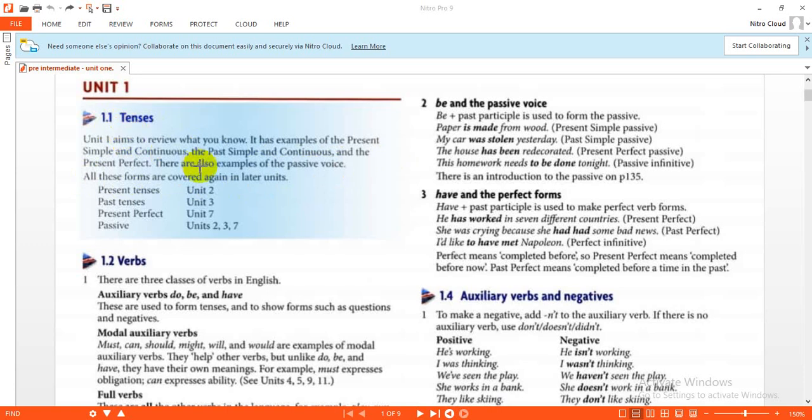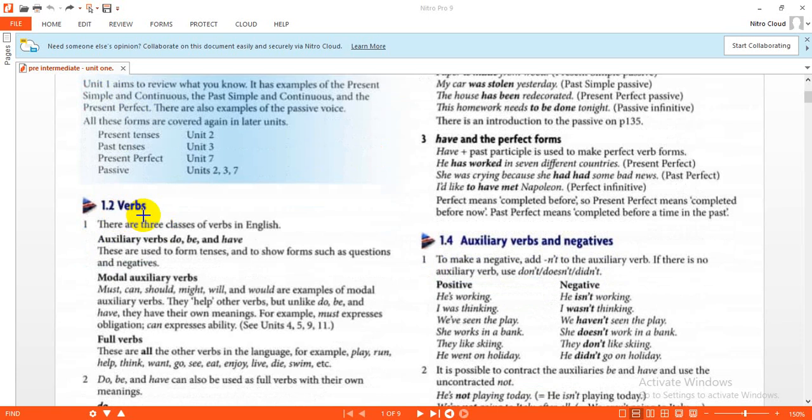الأزمنة، يهدف اليونت الأول لهذه الأزمنة، وكذلك لدينا أمثلة حول زمن present simple المضارع البسيط and continuous والمضارع المستمر، the past simple الماضي البسيط and continuous والماضي المستمر and the present perfect اللي هو المضارع التام.